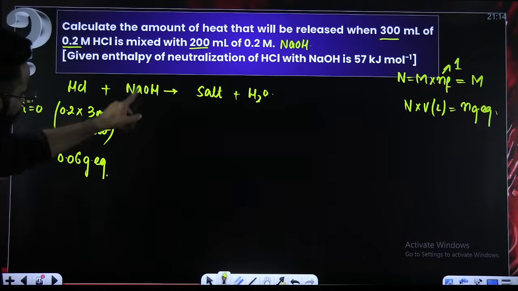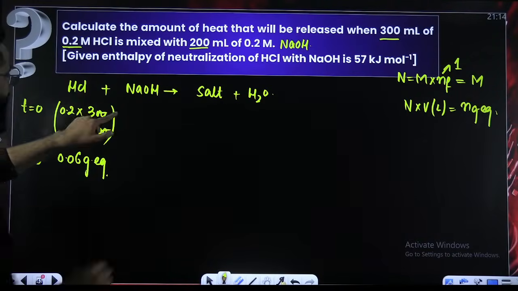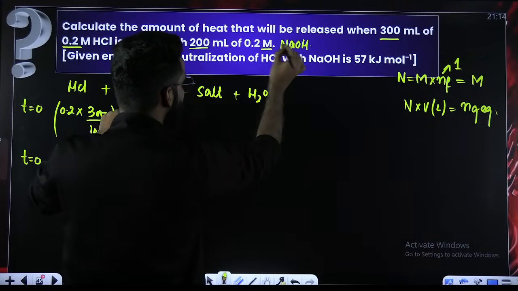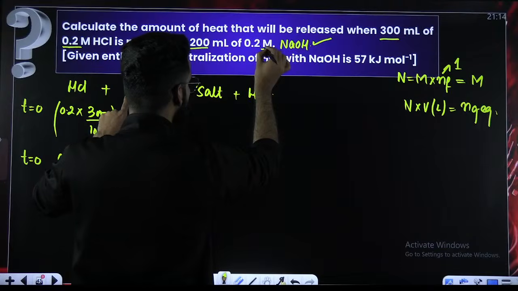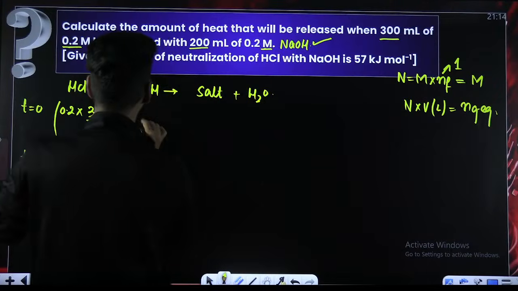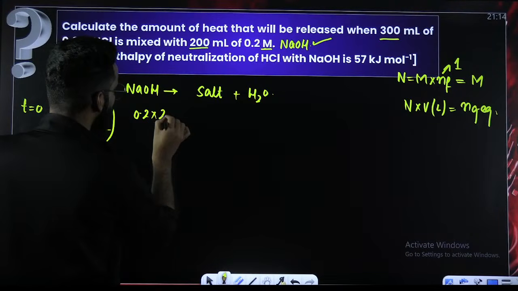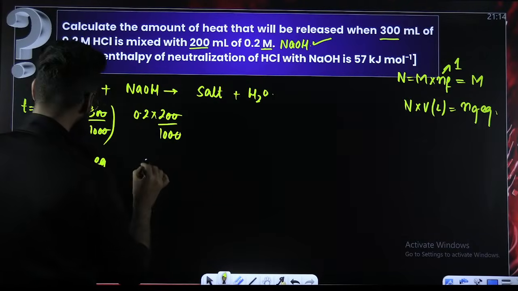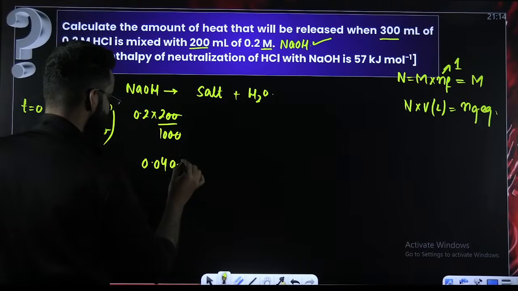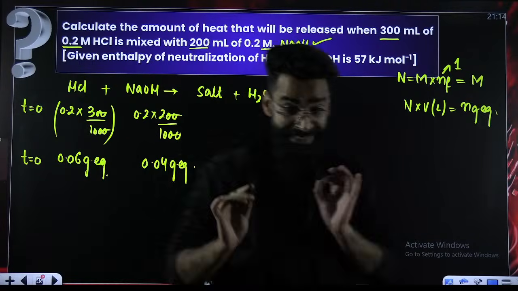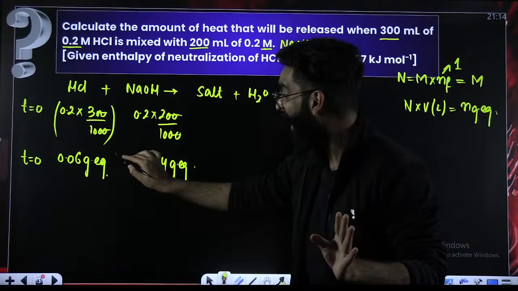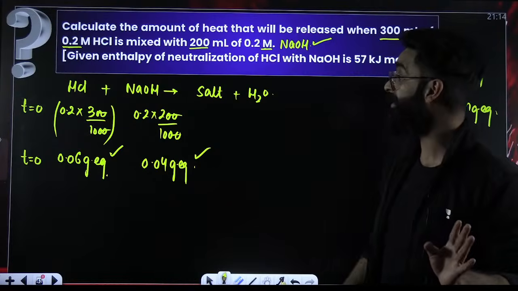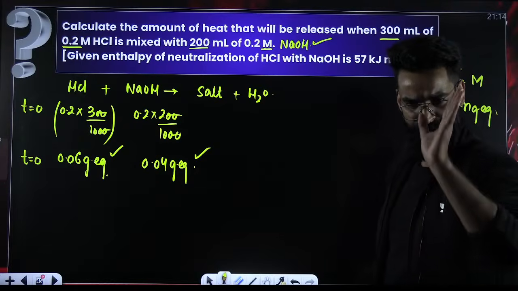Right? How many gram equivalents of NaOH in the beginning? What is the normality of NaOH? Molarity of NaOH is 0.2. Its n factor is 1. So its normality is 0.2 as well. So, 0.2 multiplied by volume in liters. Correct? So it will be 0.04 gram equivalents. So initially at time t equal to 0, I am given 0.06 gram equivalents of HCl and 0.04 gram equivalents of NaOH. Now, tell me one thing.